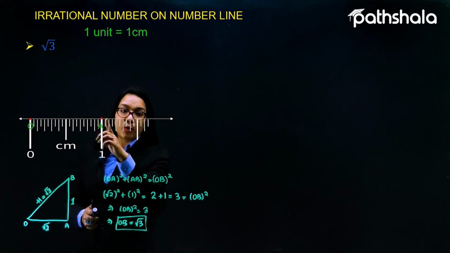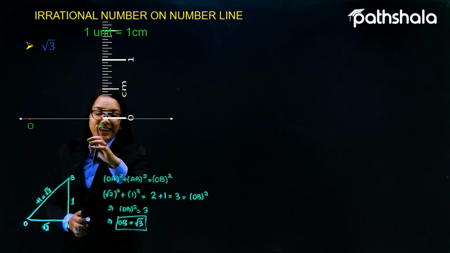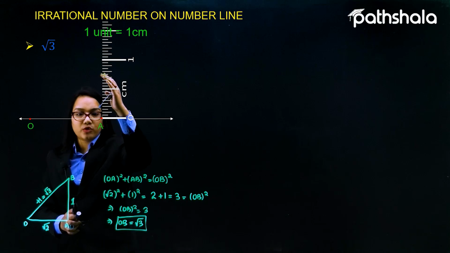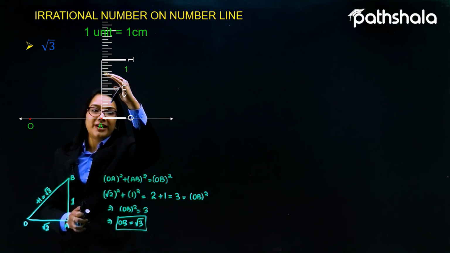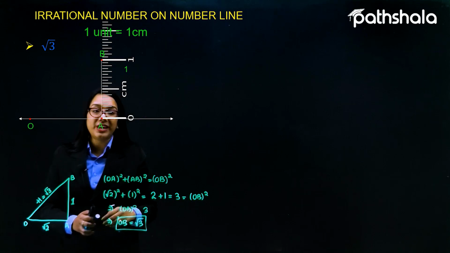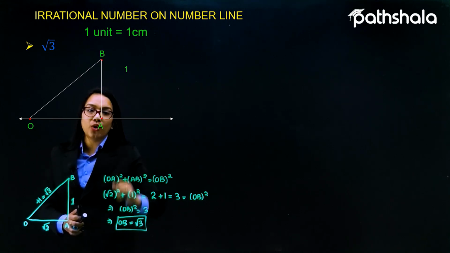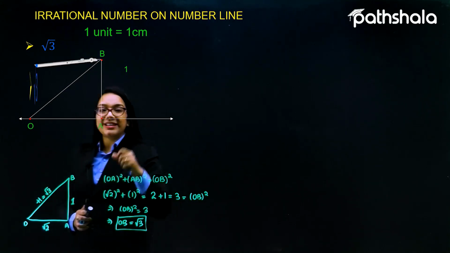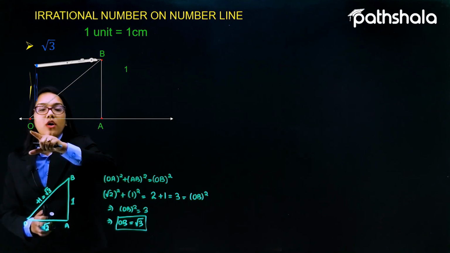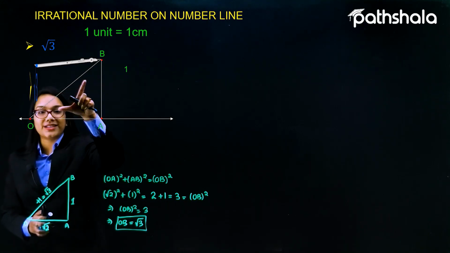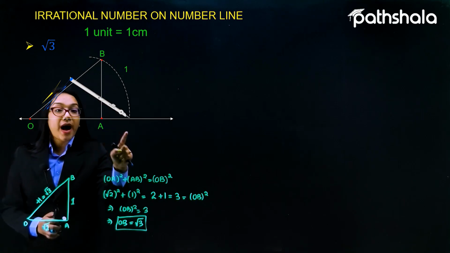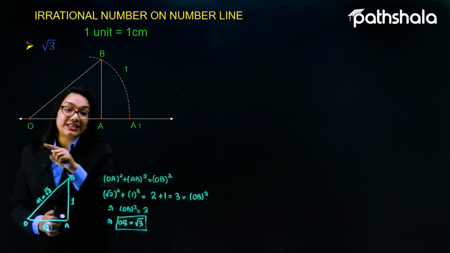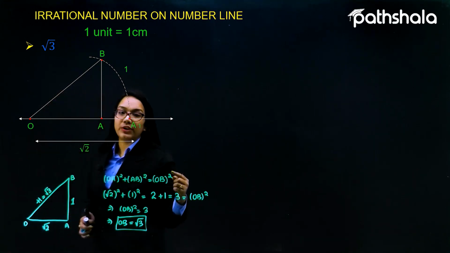Let us suppose I'm calling this point A. Using this point A, I will make a perpendicular AB of 1 unit. Let us suppose I'm calling it B. Join OB, and we know that this OB is root 2. Using the compass again, with O as our center and OB as the radius, mark an arc here, and let us call this point A1. So this distance OA1 is definitely root 2.